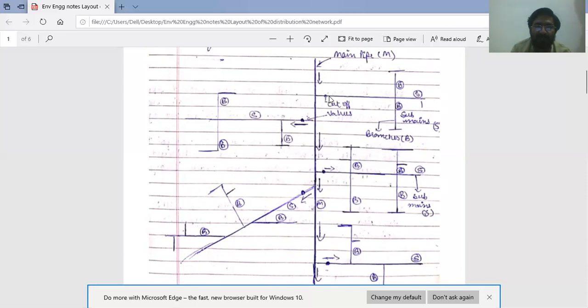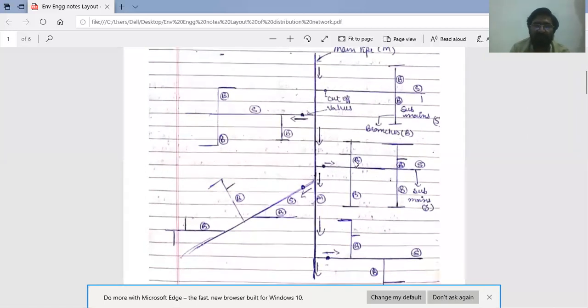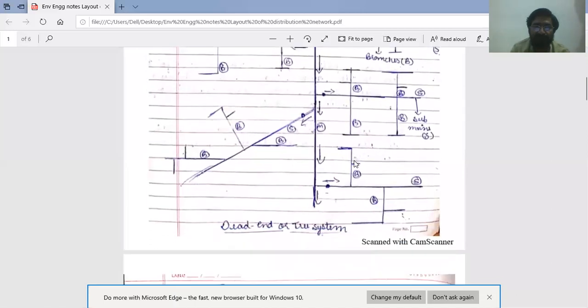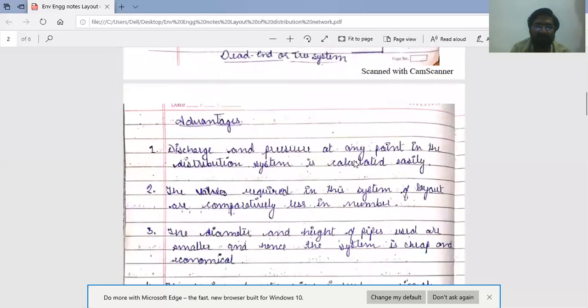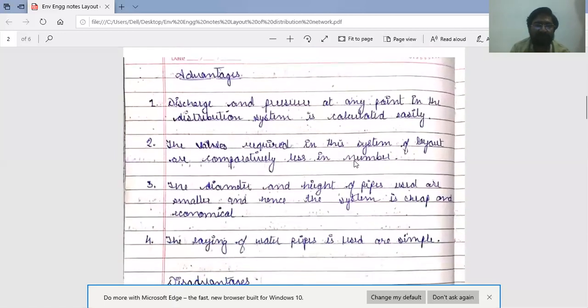And many places are. This is the cutoff valves. This and this. These are the cutoff valves. This system is simple system, just like a tree branches. So name is tree system.